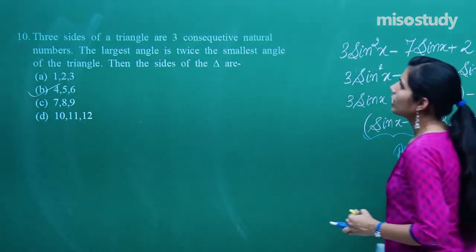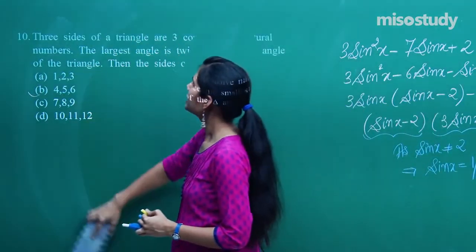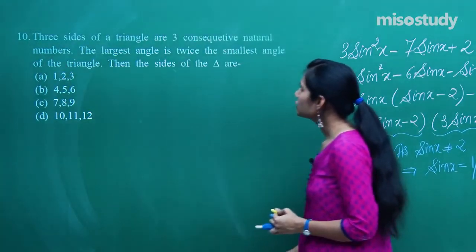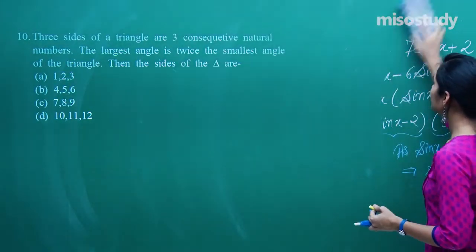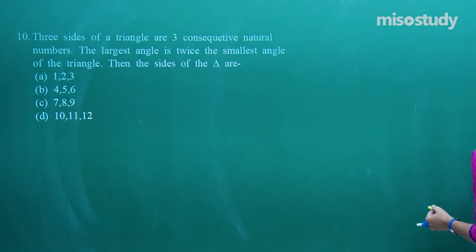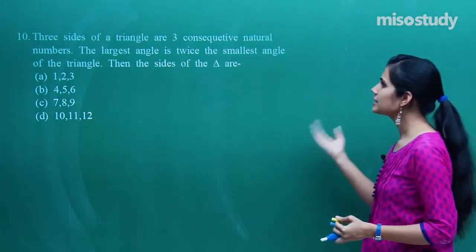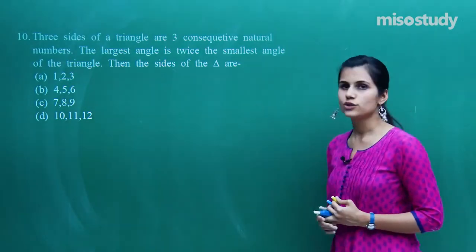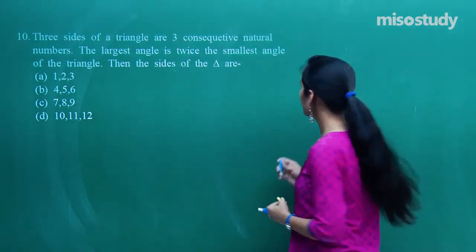3 sides of a triangle. Okay, so triangle is being given to us. 3 sides of a triangle are 3 consecutive natural numbers. Okay, so this is given to me. The largest angle is twice the smallest angle. Then the sides of the triangle are what?